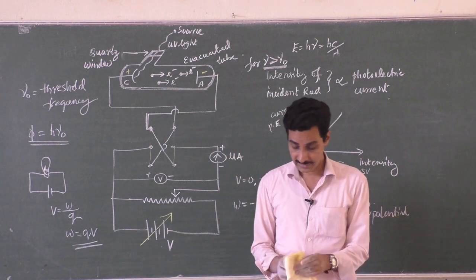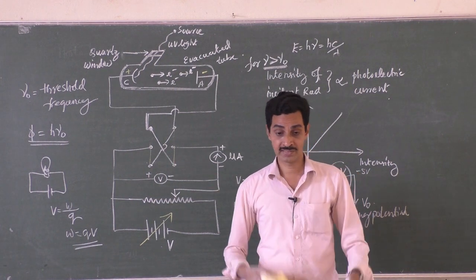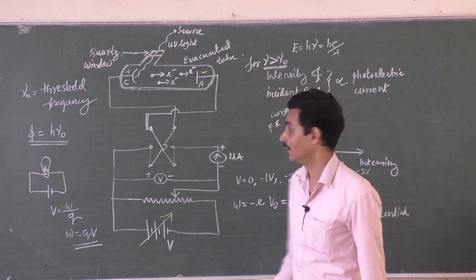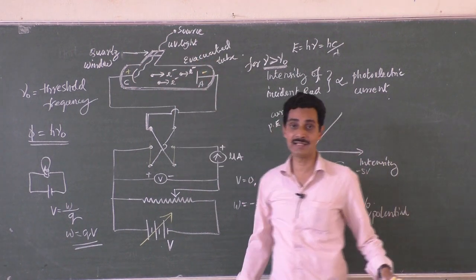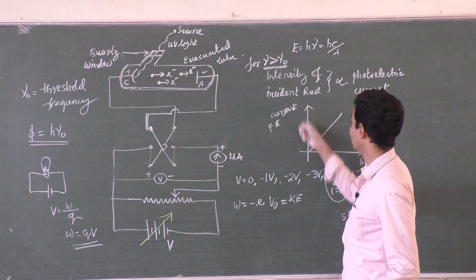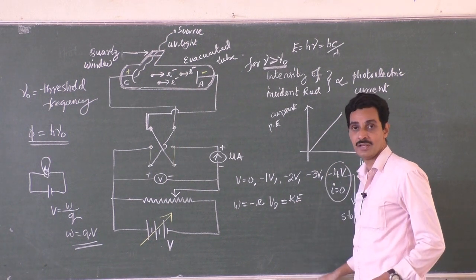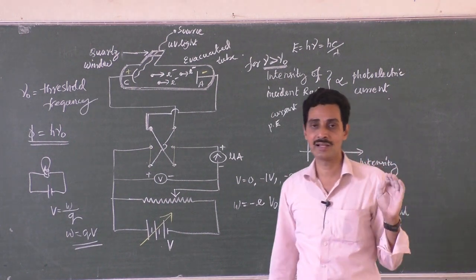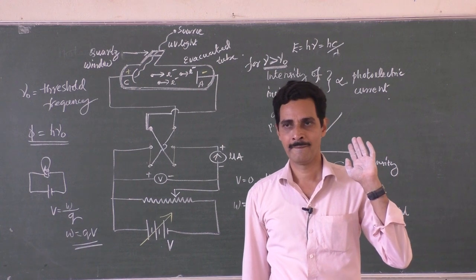Now Hallwachs and Lenard did some experiments and made some changes to find out the kinetic energy. Surprisingly, they found that when the intensity of incident light is increased, the photoelectric current increased linearly, but there was no change in the kinetic energy. No change in the kinetic energy was found when the intensity of incident light is increased.